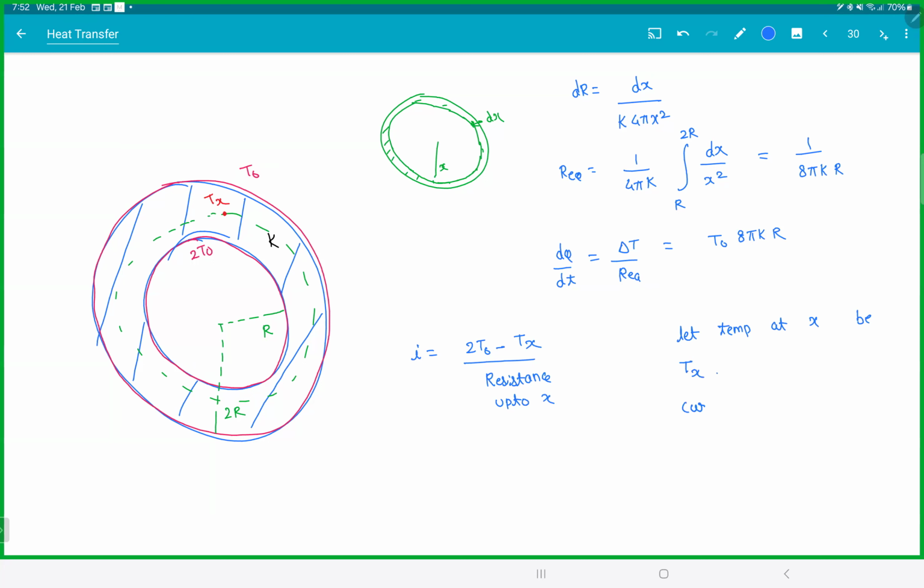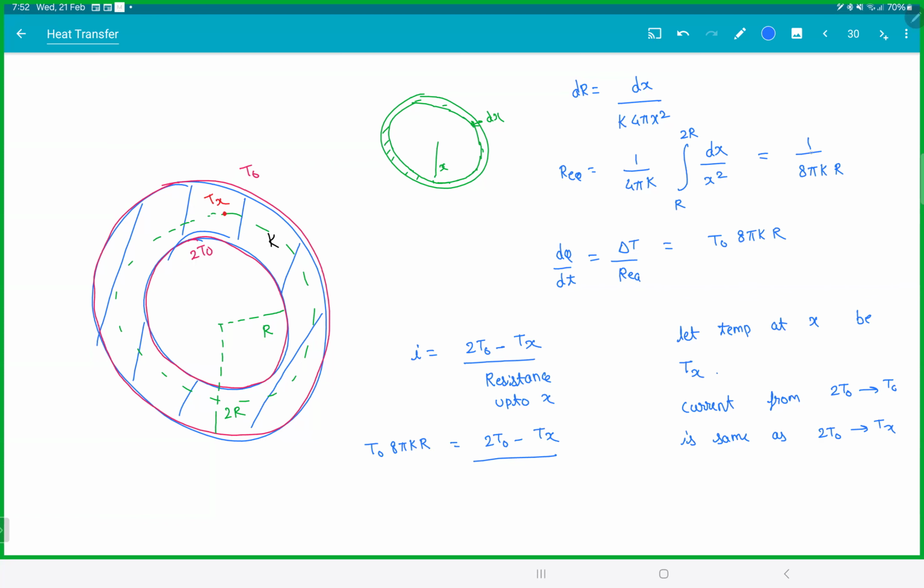So current flowing, current or heat from 2T naught to T naught, same as 2T naught to Tx. So what is the current here? T naught 8 pi k r. This is 2T naught minus Tx.